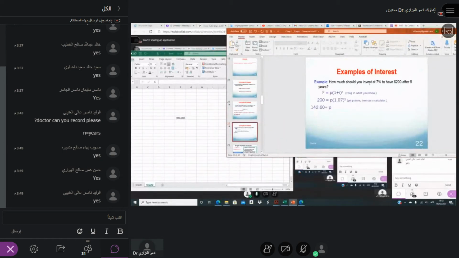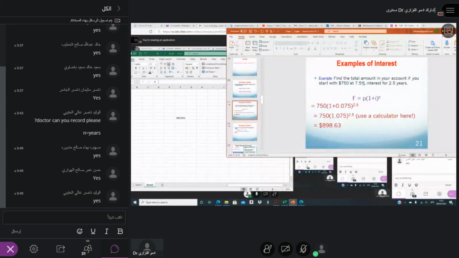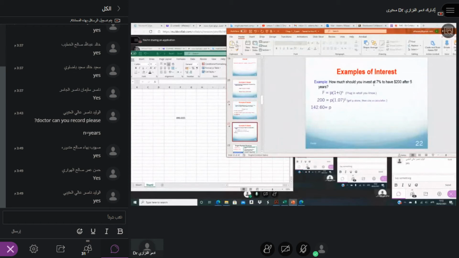How much should you invest at 7% to have $200 after 5 years? So now they're asking you how much you would invest. In the previous one, they gave you how much you will invest, the interest rate and the time, and asked you to calculate how much is in your account after 2 years. Now they are giving you $200, that is the amount that you would want to have after some years. Then they are asking you to calculate how much you need to invest, that is the principal, at this percent after 5 years. So the same thing again.